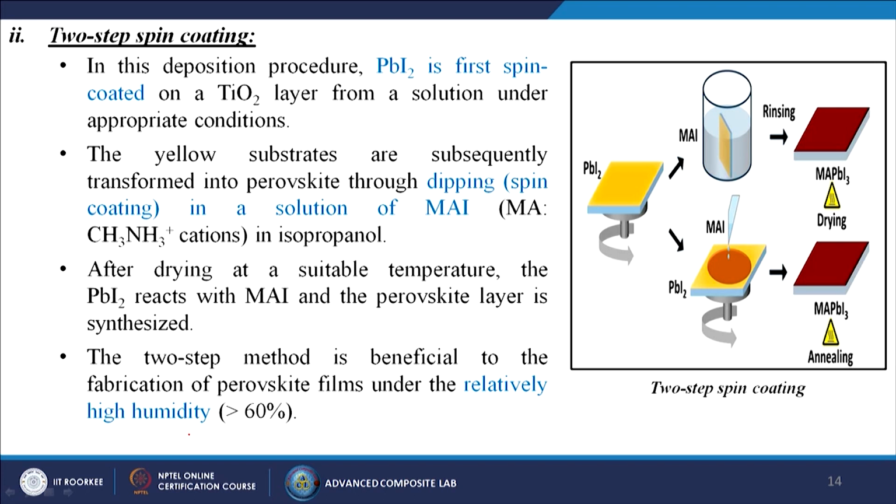So, in this particular case what is MAI? MA is nothing but CH3NH3, and I, that means CH3NH3 plus cations. The two step method is beneficial to the fabrication of perovskite films under relatively high humidity.